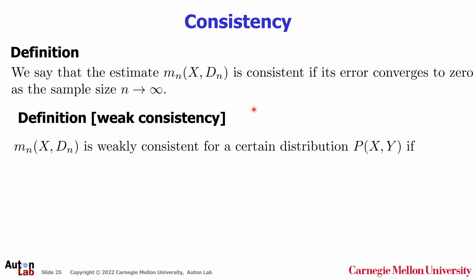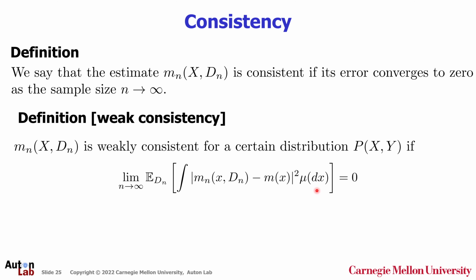Let P denote the joint distribution of x and y. We say that the estimator mn is weakly consistent for this distribution P if the mu norm of function mn minus m is getting closer and closer to 0 as we increase the sample size n going to infinity. This mu norm is a non-negative quantity. It is also a random variable because it depends on the training set Dn.